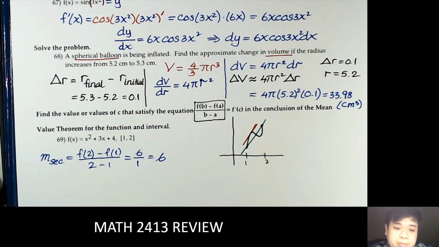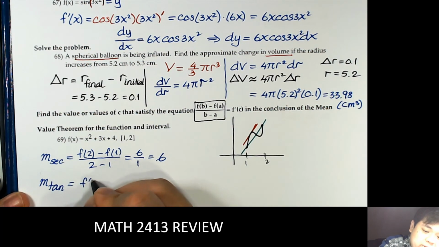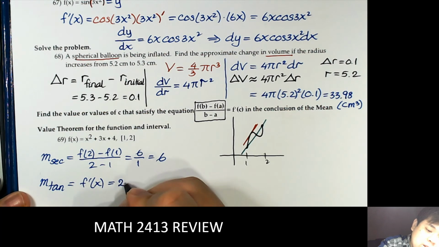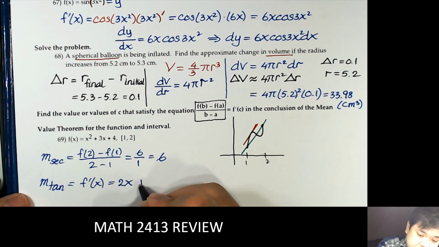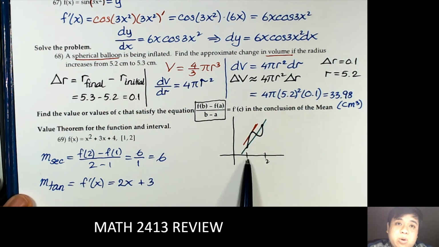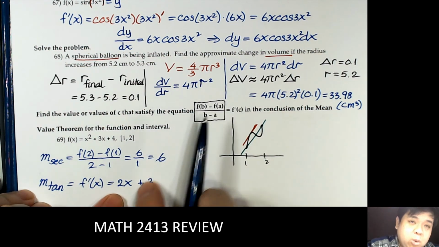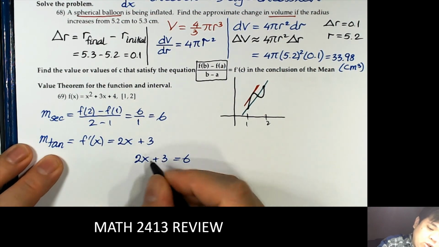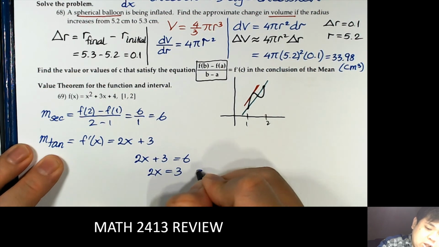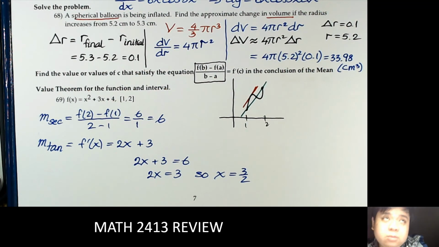The slope of the tangent line is just the derivative, which gives us 2x plus 3. We don't know what point in the middle yet, but we do know there will be a point in between 1 and 2 where these two are equal. So we have 2x plus 3 equal to 6. Move the 3 over, 2x equals 3. So x equals 3 halves. So that's what we do.